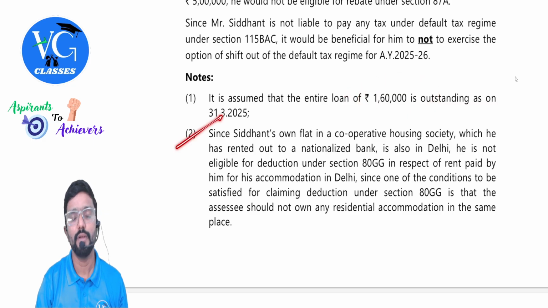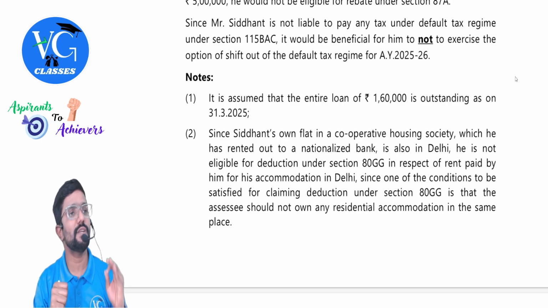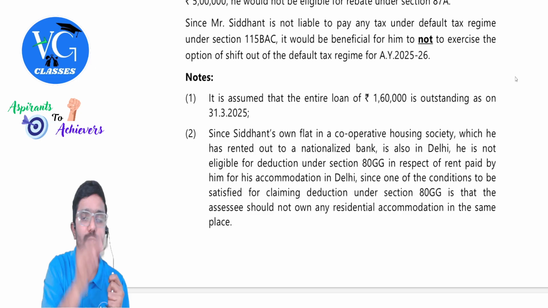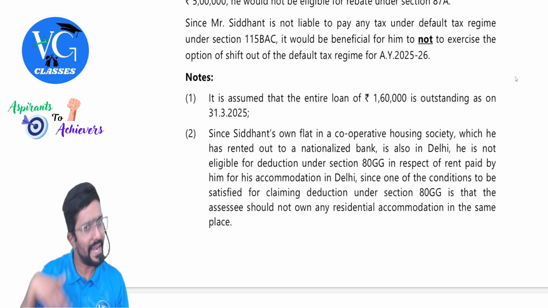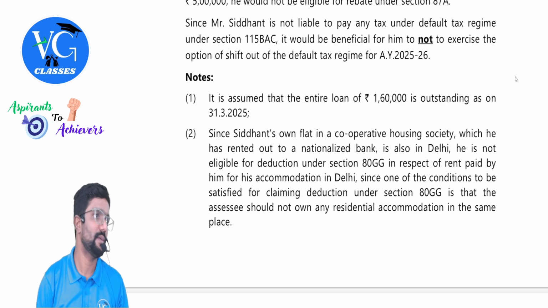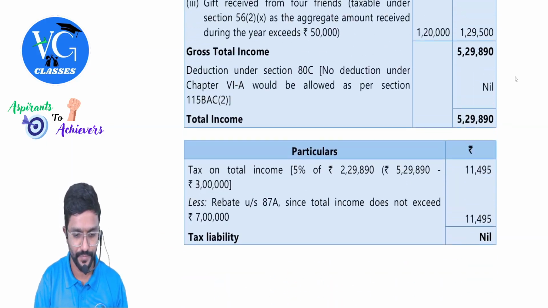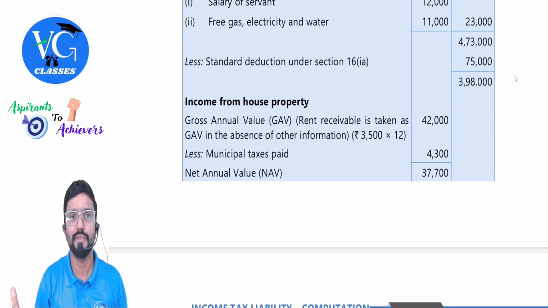Okay, sir. One more note is given. Guys, as Siddhant has his own house in the same place, can he claim deduction for rent paid under section 80GG? No. One of the conditions under section 80GG is if you have your own house in the same locality, then deduction is not given for the rent paid under section 80GG. Okay, you might actually be paying it, but still no deduction. So no 80GG deduction for Siddhant. That would come only under the optional regime, because under default, anyway, everything is blocked. Correct?